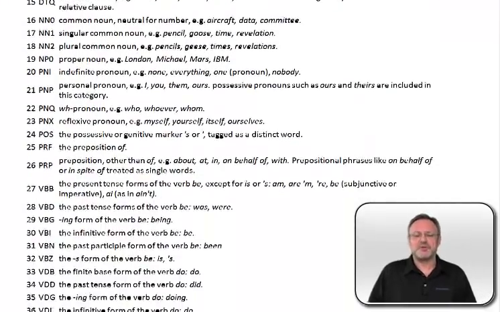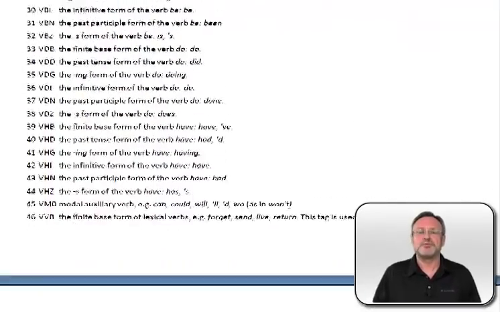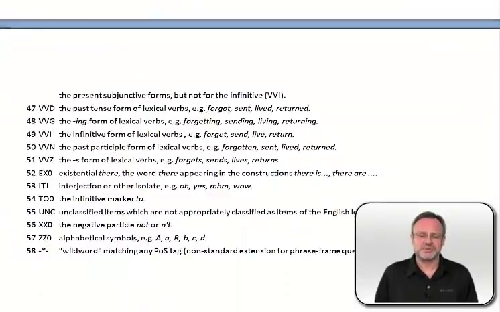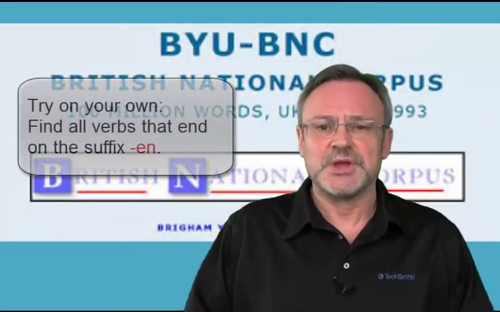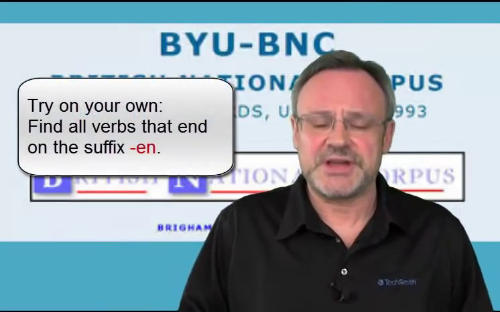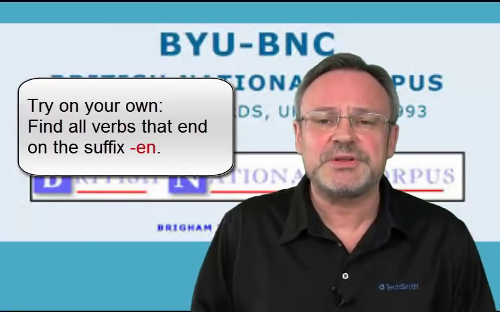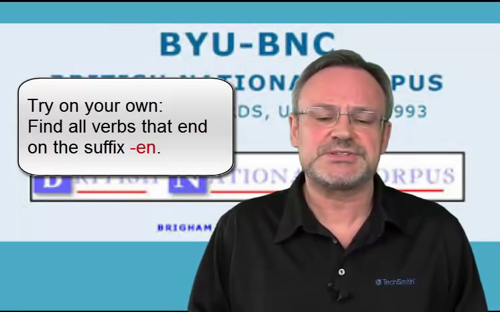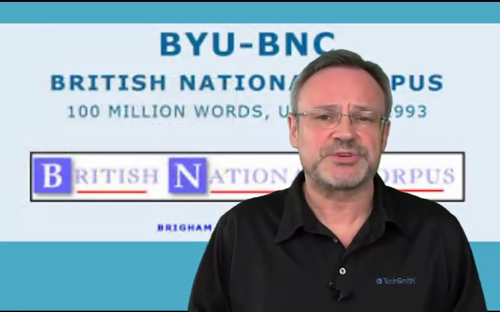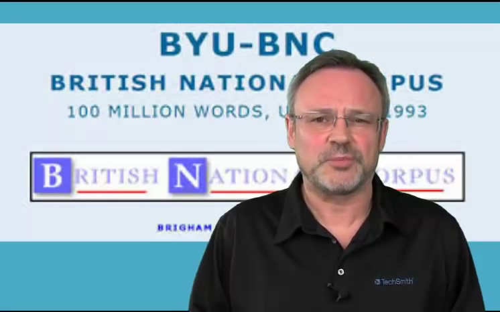By the way, the list of POS tags can be found in all morphology classes on the Virtual Linguistics Campus. So, in summary, the POS tag search option in combination with the frequency list search is a highly useful option in the British National Corpus.